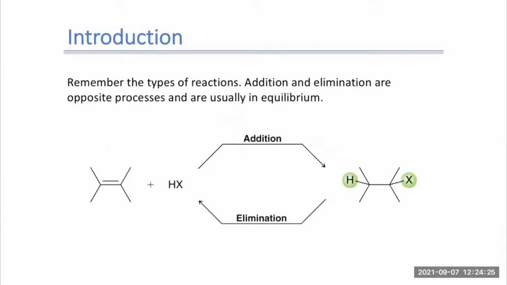And so remember our types of reactions. We have addition reactions where we add that electrophile and a hydrogen to our double bond. So we're adding something to it. We can also remove the two groups we just added. We can remove the hydrogen and remove the electrophile through an elimination reaction. And it's important to note, addition and elimination reactions are opposite processes and are usually in equilibrium with each other.